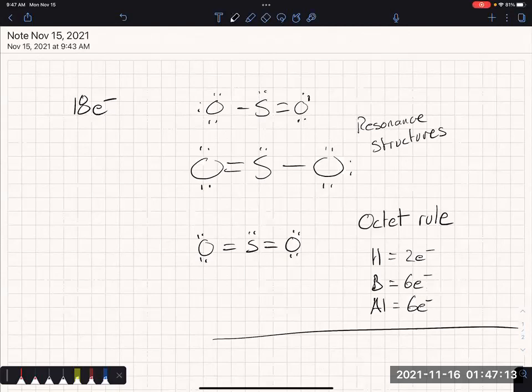Are there any other questions? Sorry, just to clarify, the one with the 2 double bonds is wrong because then sulfur has 10 electrons, right? Yes, you're right. It has 10 electrons, so that's too many.